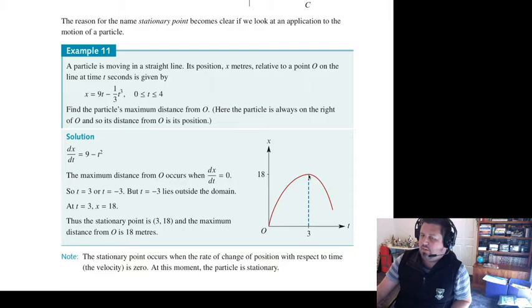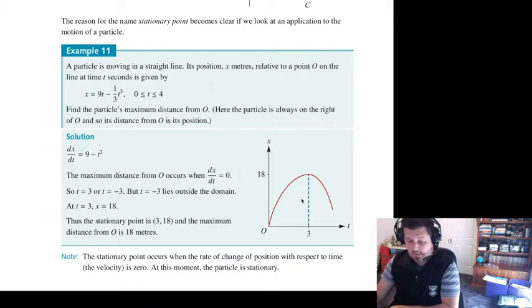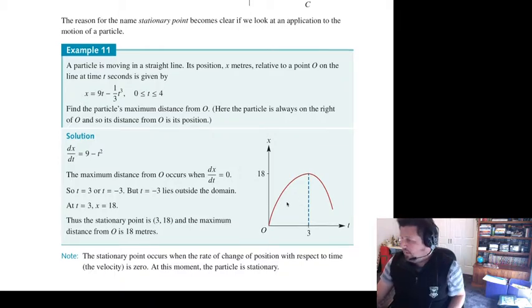Obviously, this stationary point is where it stops moving, and then it starts traveling back towards the origin after that. It says here, note the stationary point occurs when the rate of change of the position with respect to time, that is, the velocity, is 0. At this moment, the particle is stationary. So at this particular point, it is stationary. Hence where we get the name stationary point from.